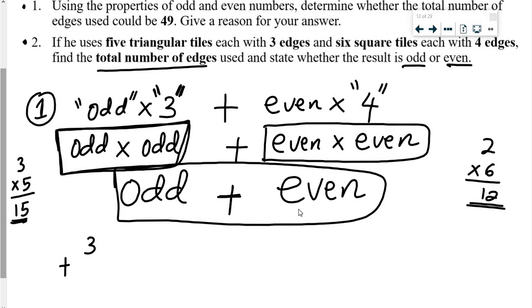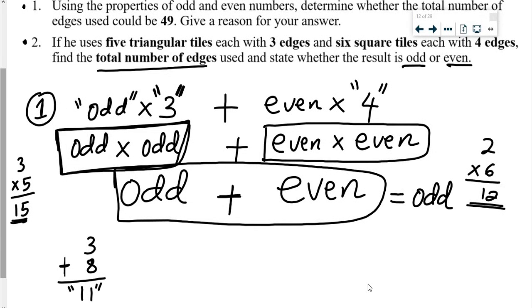Plus. Even, think of any even number, call it 8. Now what is 3 plus 8? Answer is 11. Now what is the parity of 11? Parity of 11 is odd. So that means odd plus even, answer is odd.